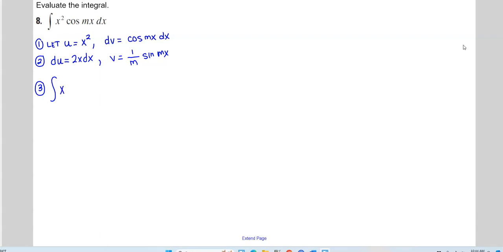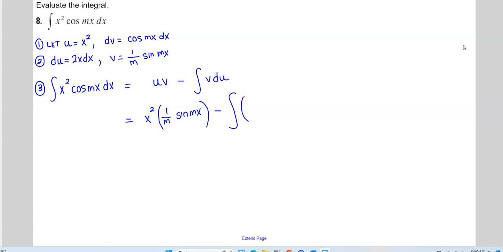So we have the integral of x squared times the cosine of mx dx. And using the integration by parts formula, which is u times v minus the integral of v times du, we know that u is x squared, v is 1 over m times the sine of mx, minus the integral of v, which is 1 over m times the sine of mx, times du, which is 2x dx. So let's go ahead and multiply this out.